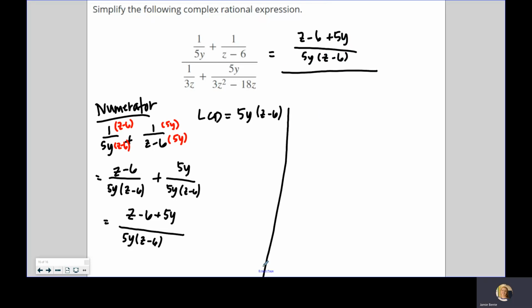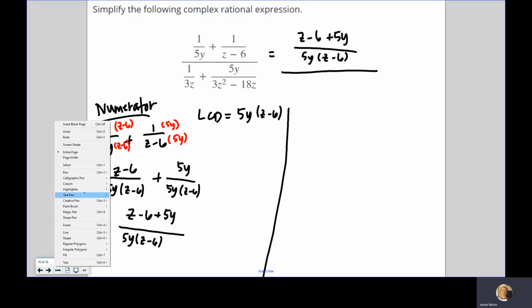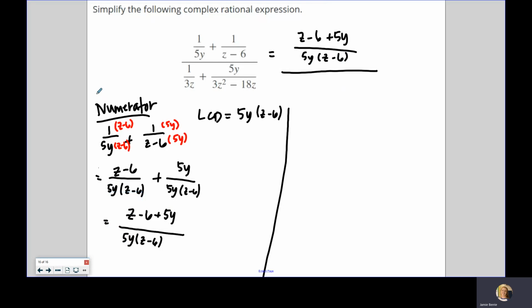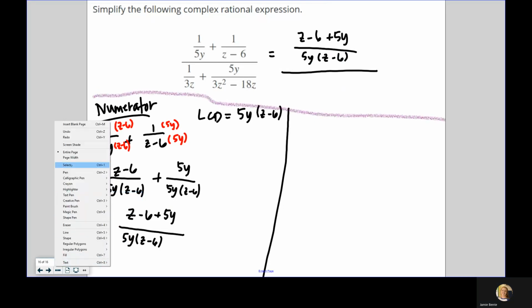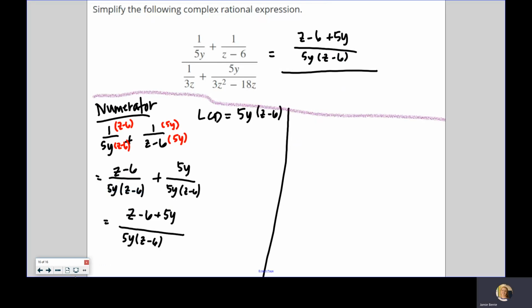Now we're going to go over here and work on the denominator. Let me draw a little line here. This is all of our scratch work down here. Now let's do the denominator. We have 1 over 3z plus 5y over 3z squared minus 18z.